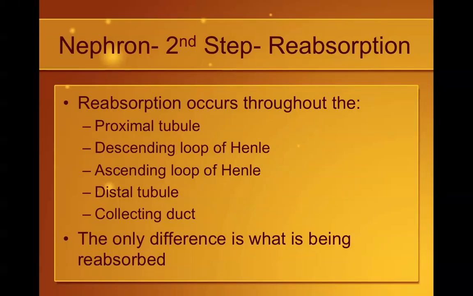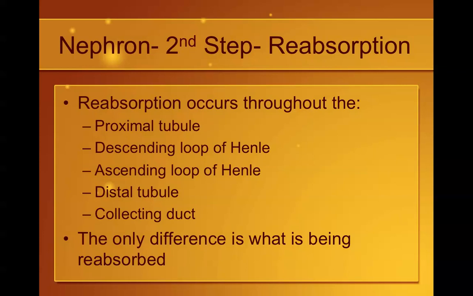Alright, so after filtration has occurred, the next step is reabsorption. In the glomerulus, the components of the blood that are filtered out into the Bowman's capsule, it's always based on size. So if something is small, it will be filtered out of the glomerulus. If something's big, it will stay inside of the blood. So what happens if something's small and it's something that the body wants? Well, that's where reabsorption comes in.